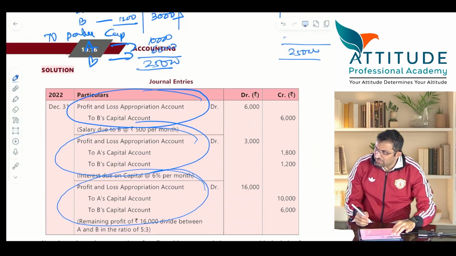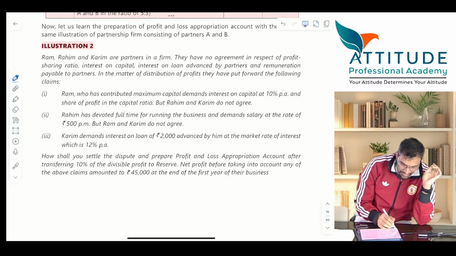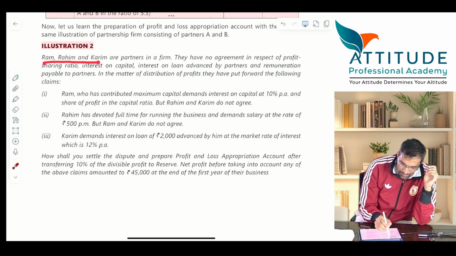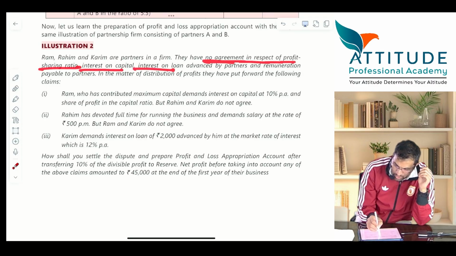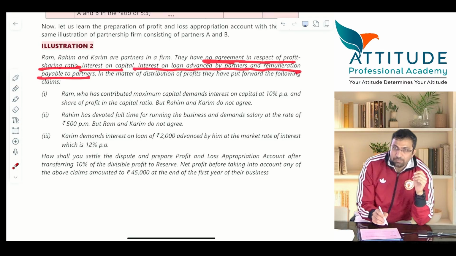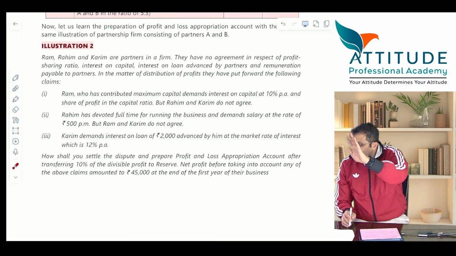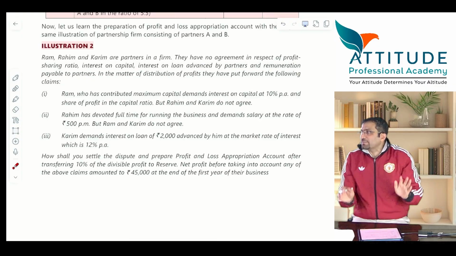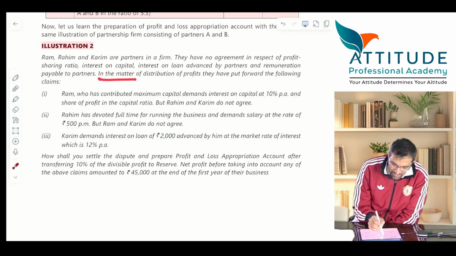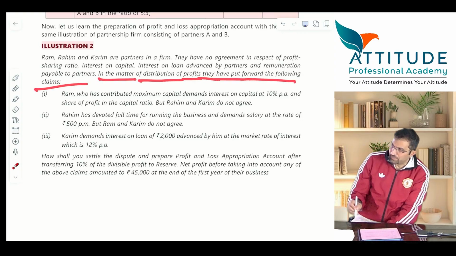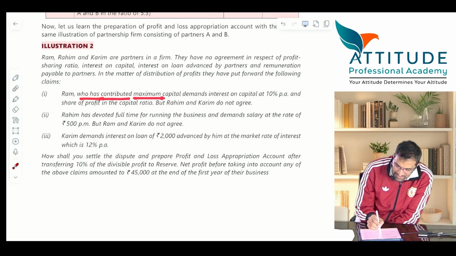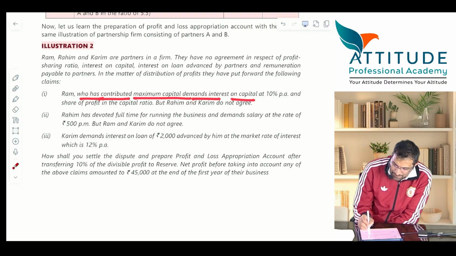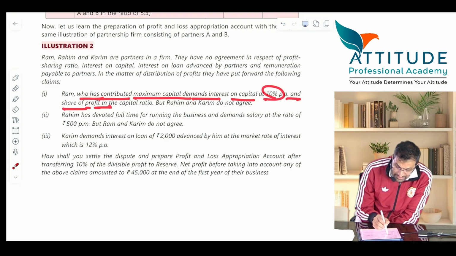One more sum and then we'll wind up. Illustration 2. You have to help me out. Ram, Rahim, Karim are partners in a firm. They have no agreement in respect of profit sharing ratio, interest on capital, interest on loan advanced by partners and remuneration payable to partners. Means partnership deed is not there or partnership deed is there but nothing is mentioned about these things. वैसा भी हो सकता है. In matter of distribution of profits they have put forward the following claims. Ram क्या बोल रहा है? Ram बोल रहा है Ram who has contributed maximum capital demands interest on capital at 10% per annum and share of profits in capital ratio.